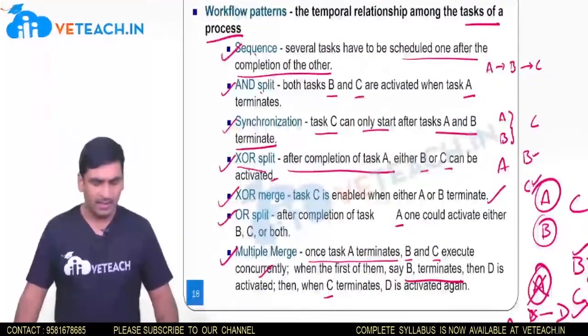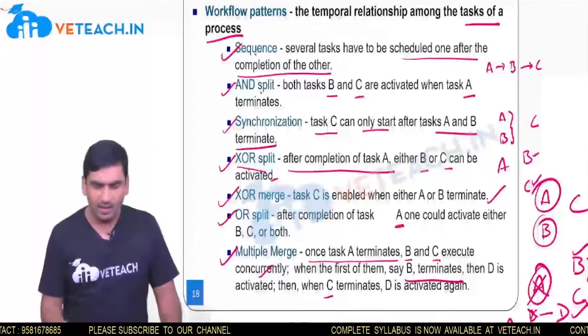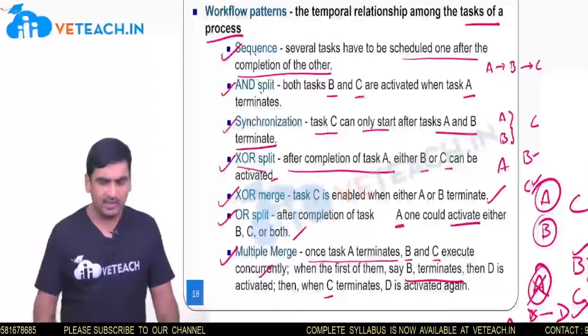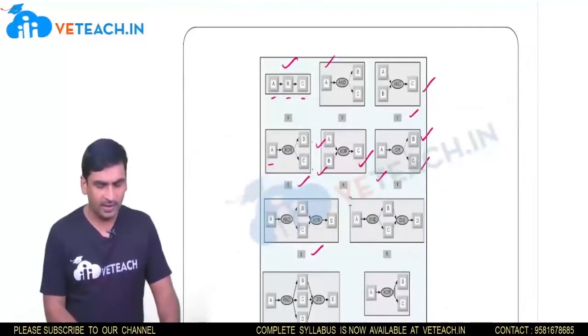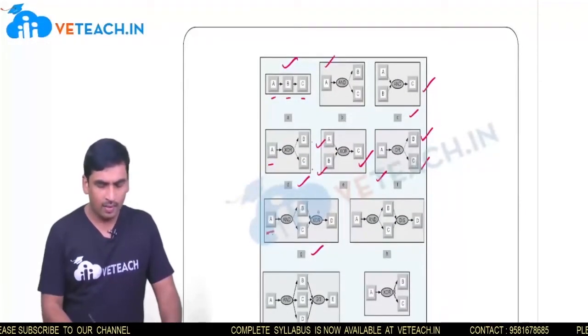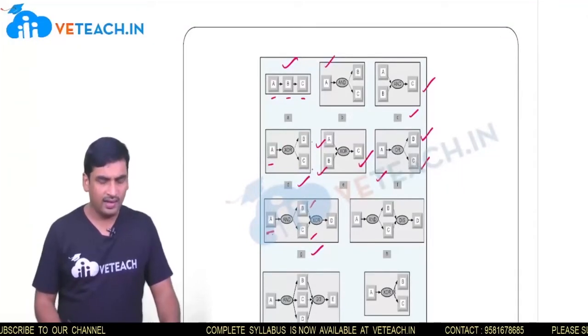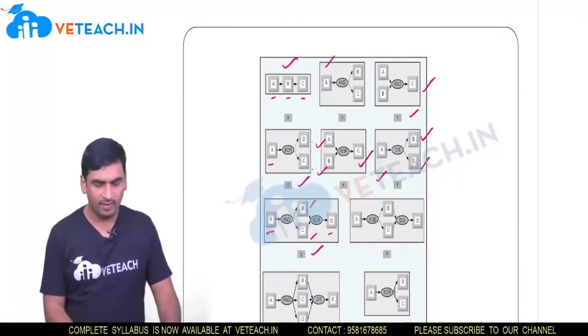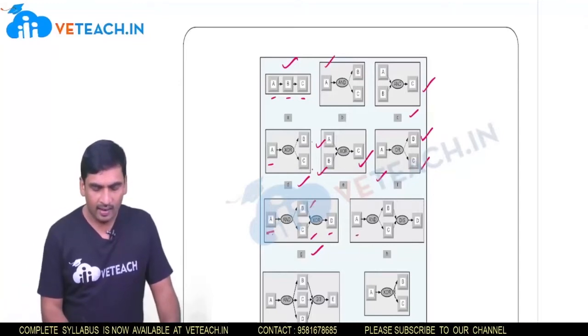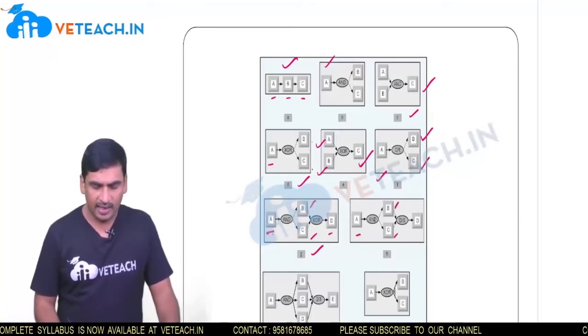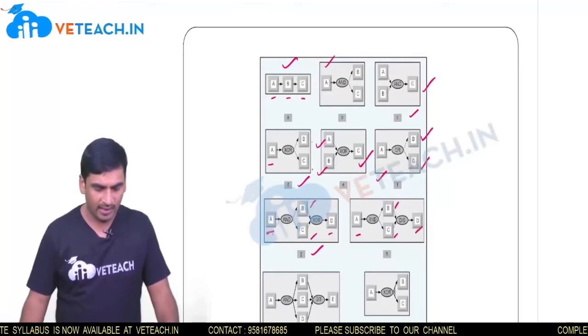OR split. After the completion of A, one could activate either B, C or both. After the completion of A, either B or C would activate, or both, and after that it goes to D. And then A, so either B and C will get activated, discriminator to D.